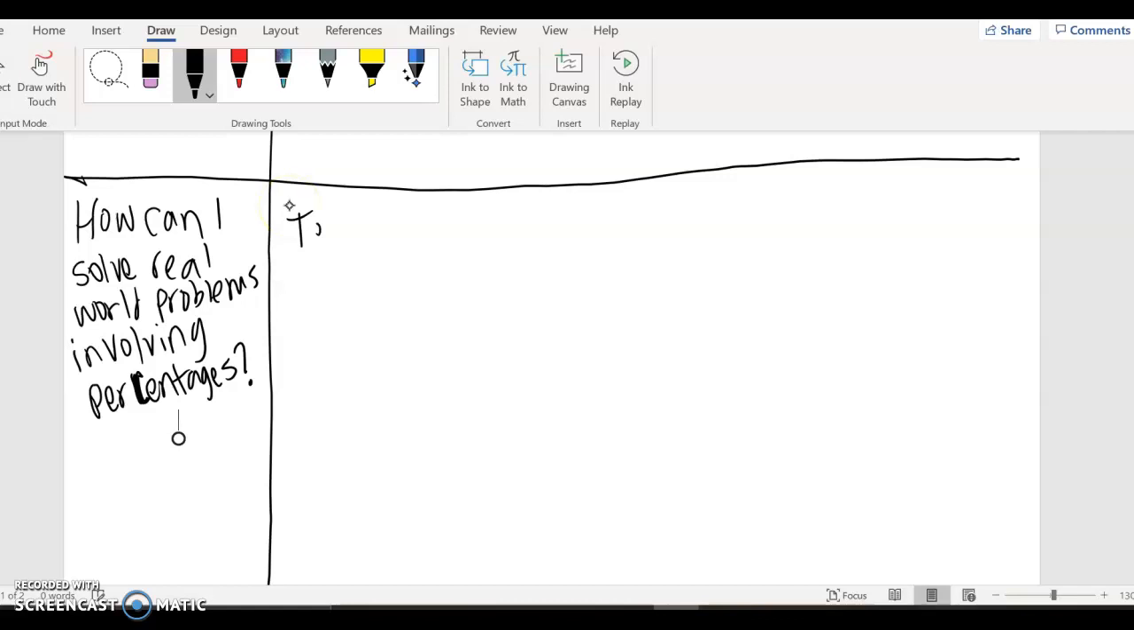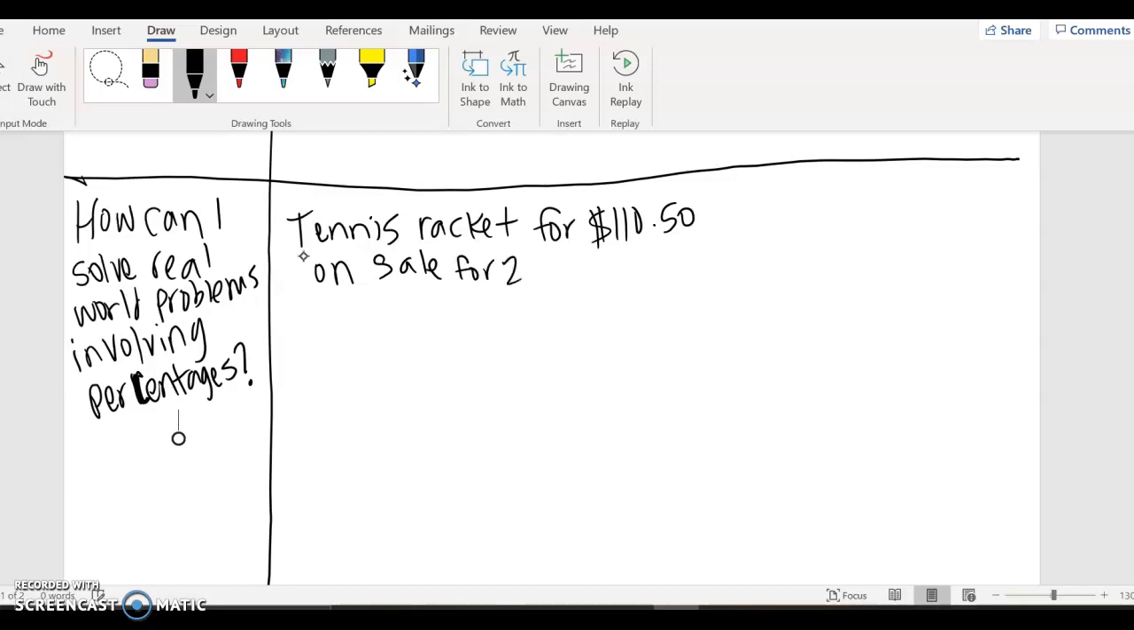So we are going to be looking at buying a tennis racket that's going to cost $110.50, and it's going to be on sale for 20% off. Okay? As you're looking at that, this percentage right here should be an instant kind of light bulb going off that we are going to use a proportion to solve this problem.